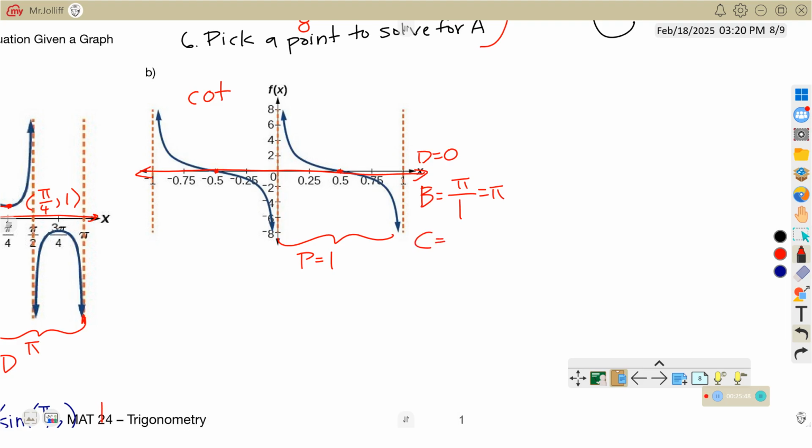Next, we look for C, which is phase shift times B. And the phase shift has to do with how we've shifted it side to side. We chose cotangent because the asymptote is in the right spot. There's an asymptote on the y and then a decreasing S immediately after, which is what cotangent should do. There is no phase shift here. The central asymptote is exactly where we expect it to be.